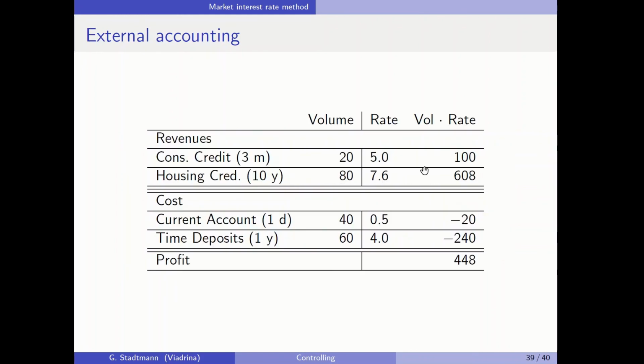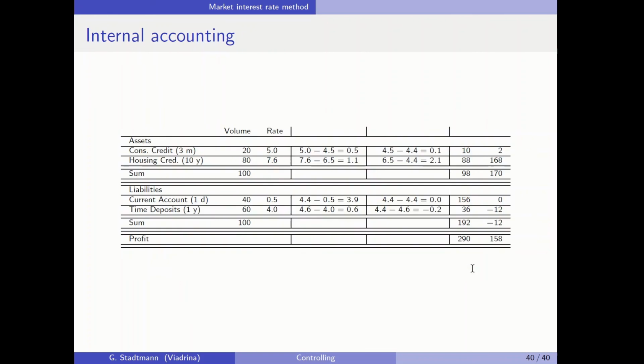Hence, the overall profit of 448 units is to a very large extent due to the fact that we are talking here about a bank with real customers. So 290 units stem from the operation with real customers, and only 158 units due to the fact that the bank is taking advantage of the structure of the yield curve.